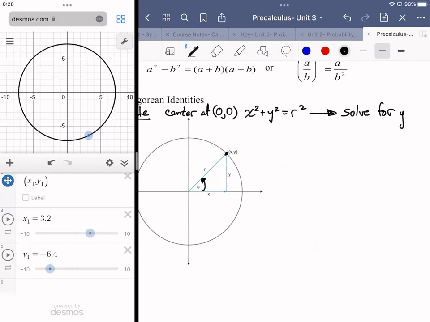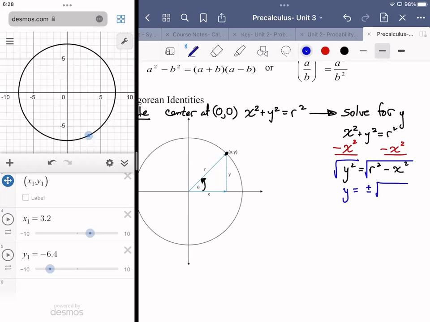If I solve it for y, I'll just rewrite it. x squared plus y squared is equal to r squared. Subtract x squared from both sides. You have y squared is equal to r squared minus x squared. And then when I take the square root of both sides, I get y is equal to, I'd actually get two equations, because when I take the square root, I'm looking at a plus or minus situation.